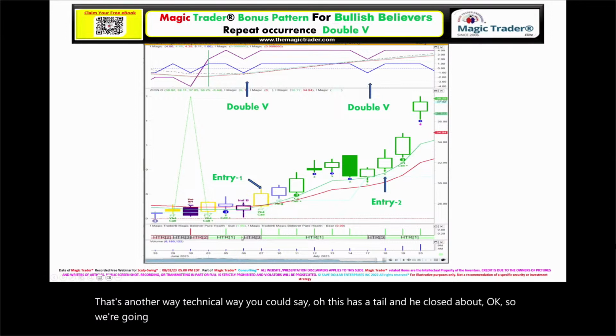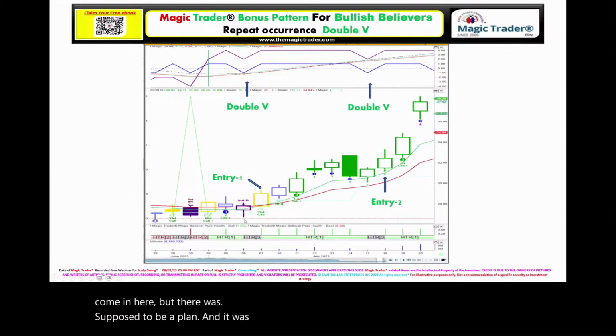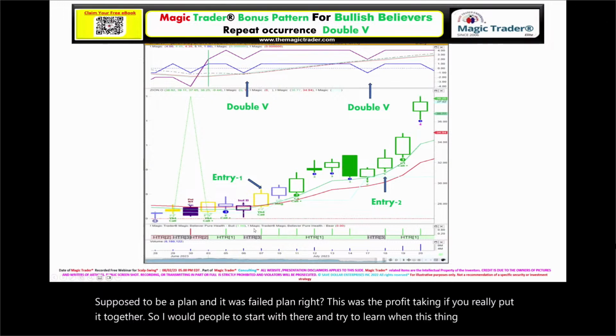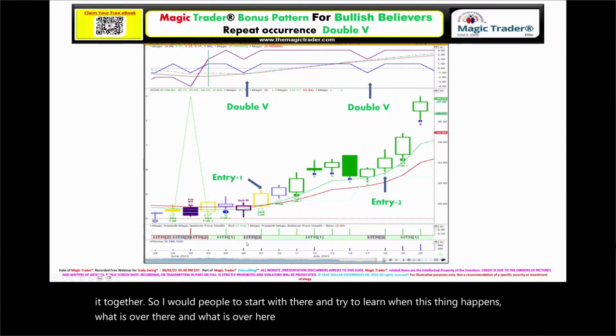What I did say wrong, it was a green ribbon to start with, so you could come in here. But there was supposed to be a plan, and it was a failed plan, right? This was the profit taking, if you really put it together. So I would urge people to start there and try to learn when this thing happens, what is over there and what is over here. Then you could look at the smaller time frame. You could trade here too.